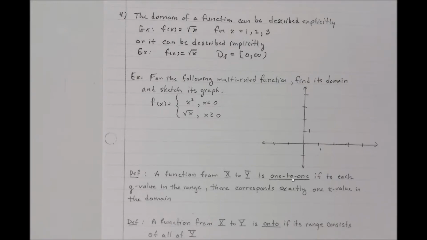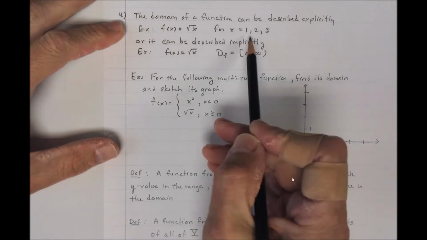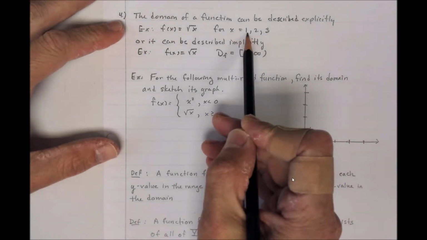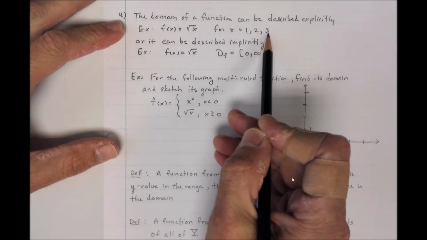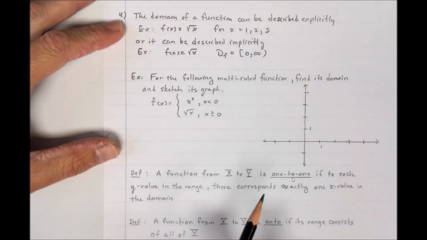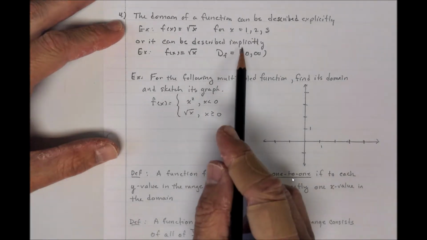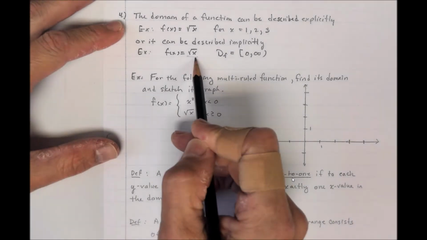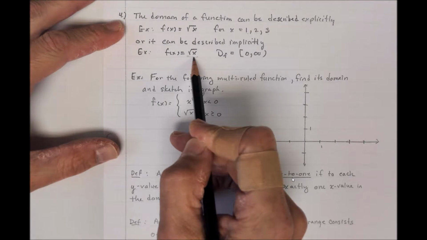But sometimes, as in the first example, they may give you a restricted domain, and in this case they do. They say x can be 1, or x can be 2, or x can be 3. So that's referred to as an explicit description of the domain. An implicit description of the domain would be finding the set of all values that pretty much make sense when you plug in for x.